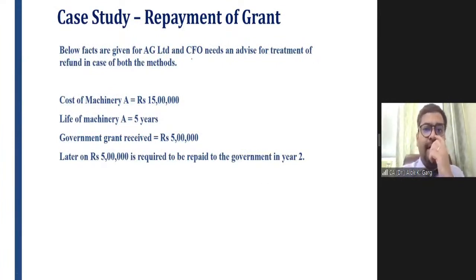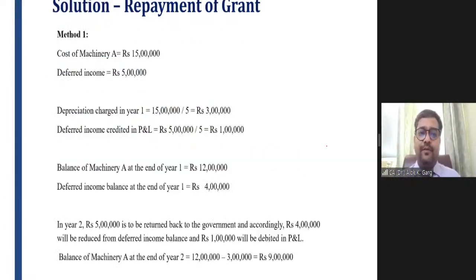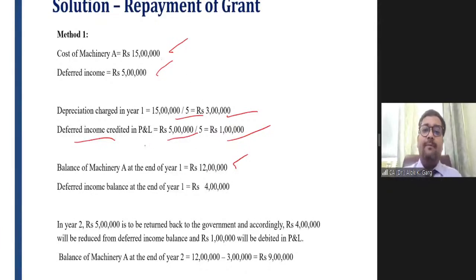Below facts are given for AG Limited and the CFO needs advice for treatment of refund in case of both methods. The cost of machinery is 15 lakh, life is 5 years, government grant received is 5 lakh, and later on this 5 lakh is required to be repaid to the government in year 2. So in the first method, cost of machinery is 15 lakh, deferred income 5 lakh. Depreciation in the first year is 3 lakh and the income in P&L is 5 divided by 5, 1 lakh. So the balance of machinery at the end of year 1 is 12 lakh, of course 15 minus 3, and the balance in the government grant account is 5 minus 1, 4 lakh.